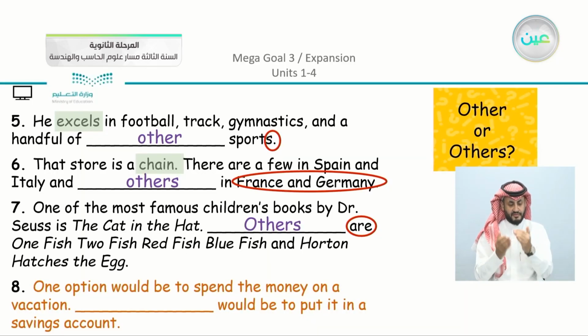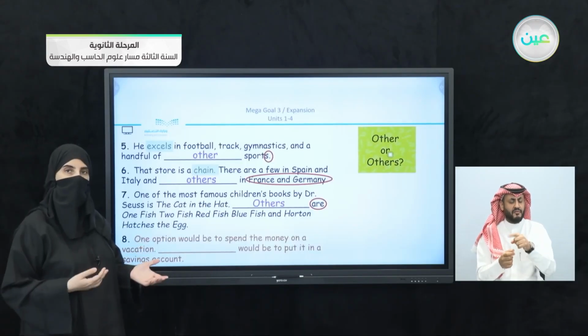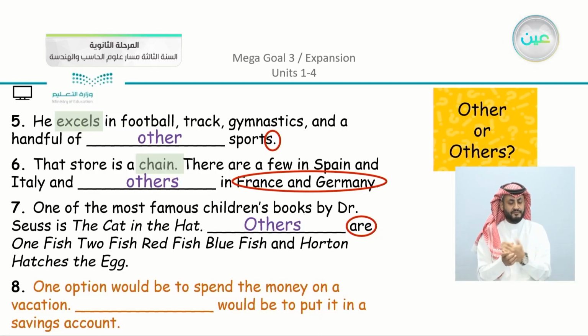Now the last option would be to spend the money on vacation or in a vacation. Blank would be to put it in a savings account. Now, if you remember this part here, it was about something in the conversation. Do you remember the conversation that we took in Unit 2? We talked about discussion phrases here and what would be the options that we have. So we have here one option, and another option would be to put it in a savings account.